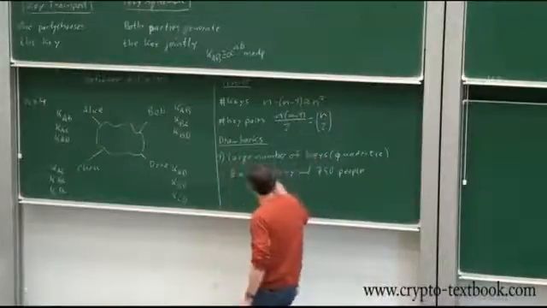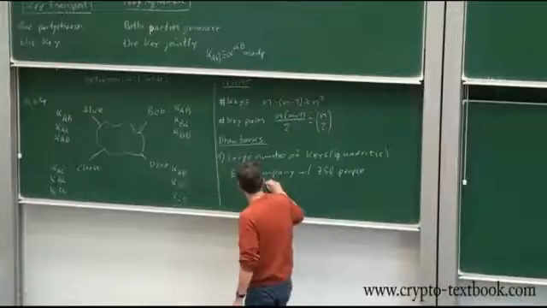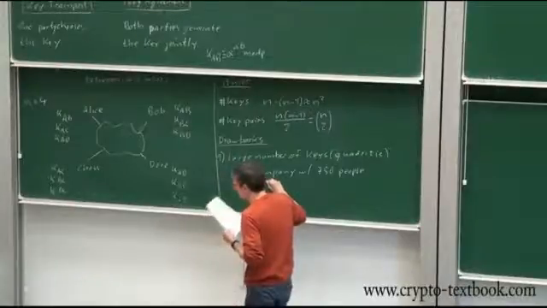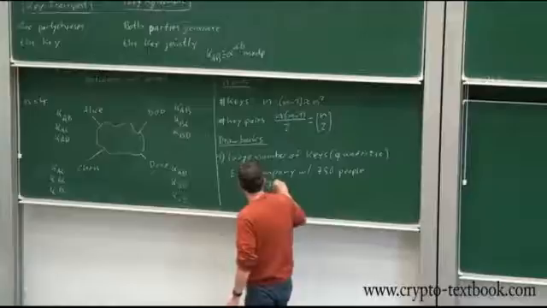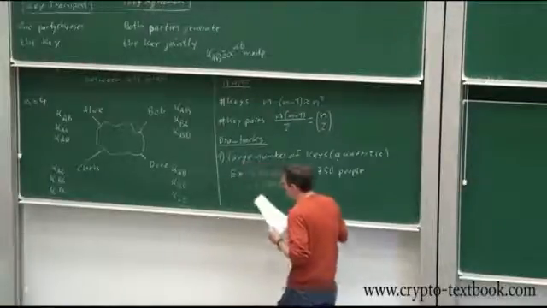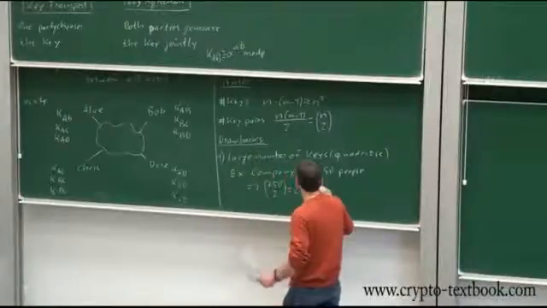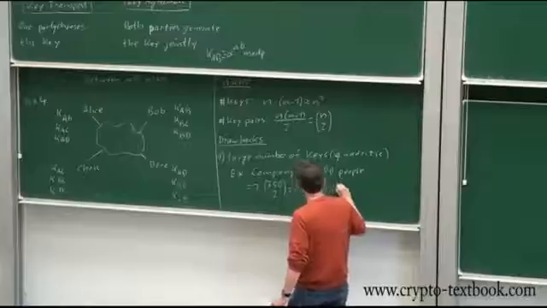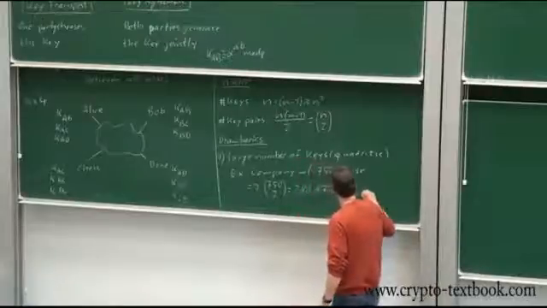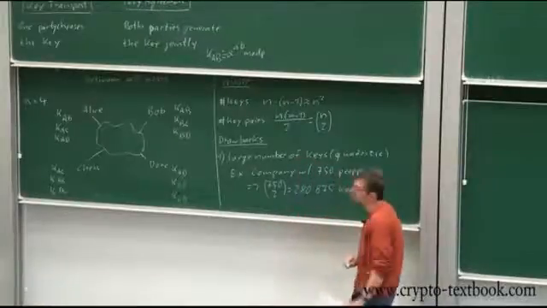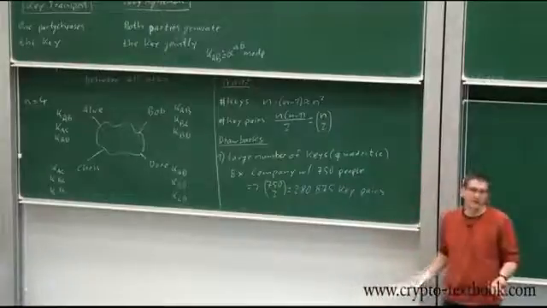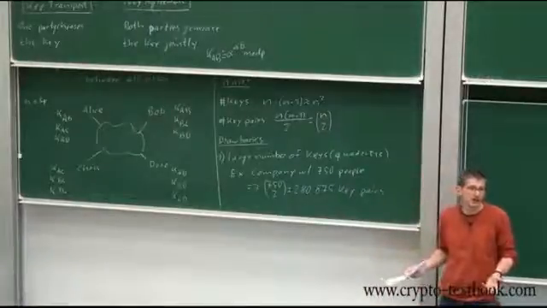Well, you punch that in here. Do we have key pairs here? Yeah, so the number of key pairs is 750 over 2, which is 280,875 key pairs. Which is a surprisingly large number for a small company.